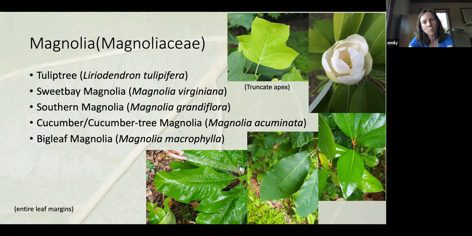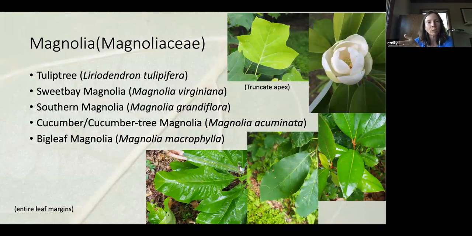Next to that is a sweet bay magnolia. I wasn't able to get the leaf in its entirety, but that was the sweet bay in my yard that was blooming that day. The southern magnolia has that really firm evergreen leaf that's really shiny on top and has rusty orange hairs on the bottom. And then cucumber magnolia is the leaf that's next to that.